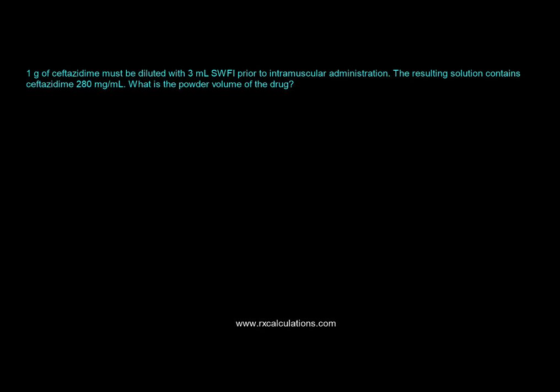Alright, so the question, like I was saying, says 1 gram of ceftazidime must be diluted with 3 ml sterile water for injection prior to intramuscular administration. The resulting solution contains ceftazidime 280 milligrams per ml. What is the powder volume of the drug? Alright, so notice that you've been given a few numbers in here. The 1 gram is the original quantity of drug in the vial. The 3 ml is the volume of your diluent, and the 280 milligrams per milliliter is your final concentration. So we are supposed to find the powder volume.